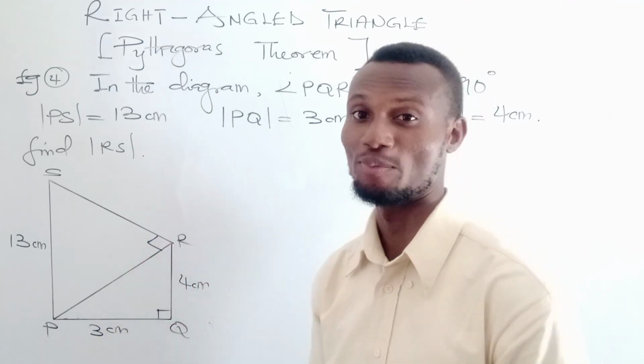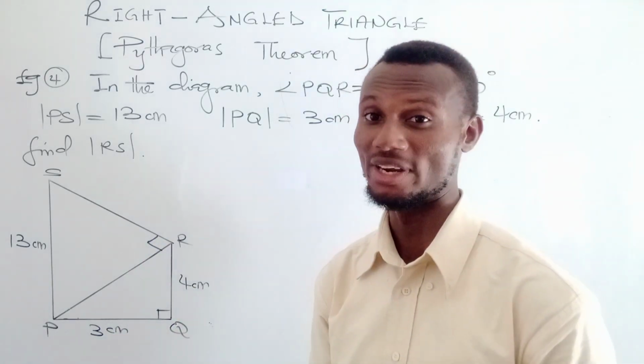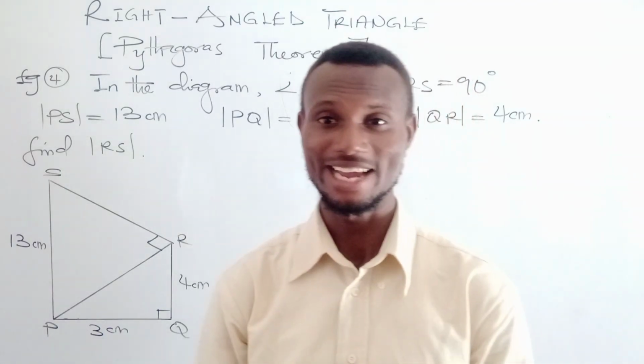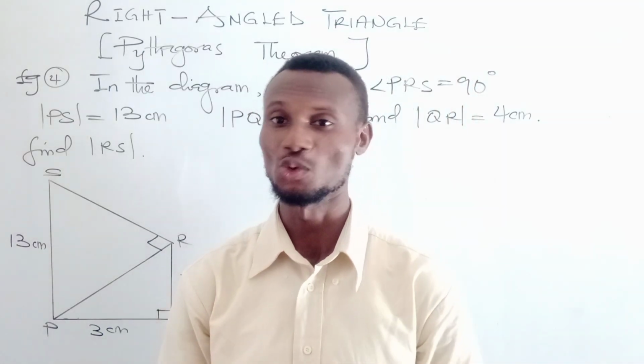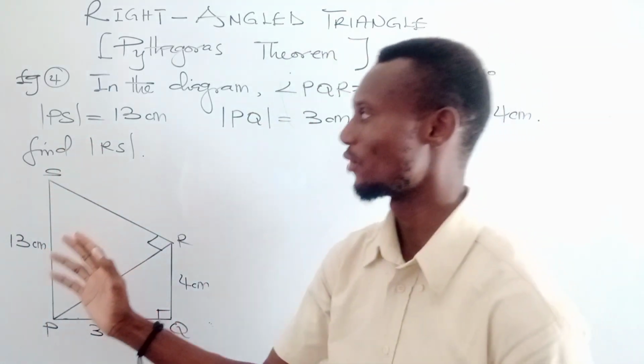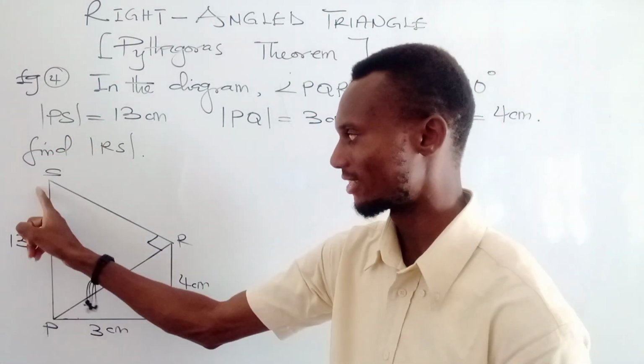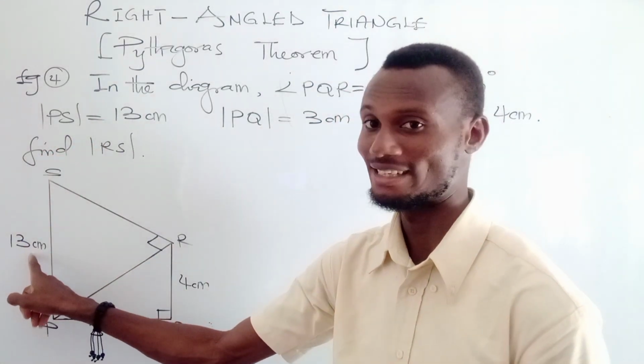The symbol here represents a 90 degrees angle. I hope the explanation is clear enough up to this point. Now in the question we have been given line PS. So this is our line PS, which is given to be 13 centimeters.